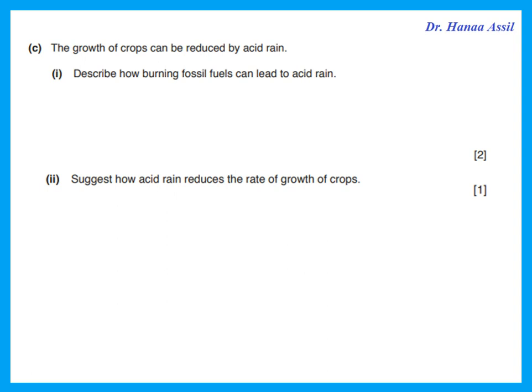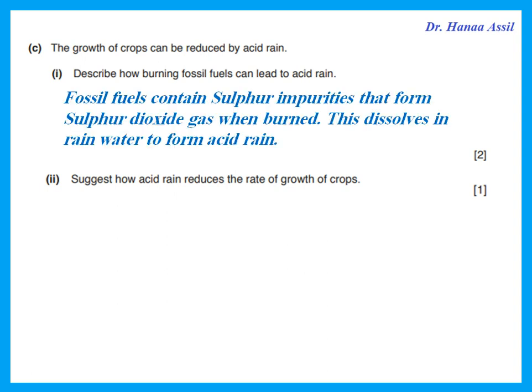The growth of crops can be reduced by acid rain. Describe how burning fossil fuels can lead to acid rain. How is it that burning fossil fuels causes acid rain? Remember that fossil fuels have sulfur impurities. So when burned, the sulfur is oxidized and becomes sulfur dioxide. And this sulfur dioxide goes up into the air, it dissolves in rainwater to form acid rain.